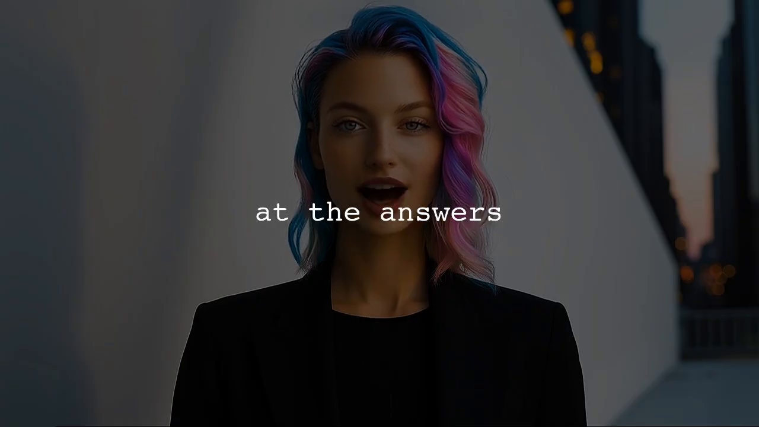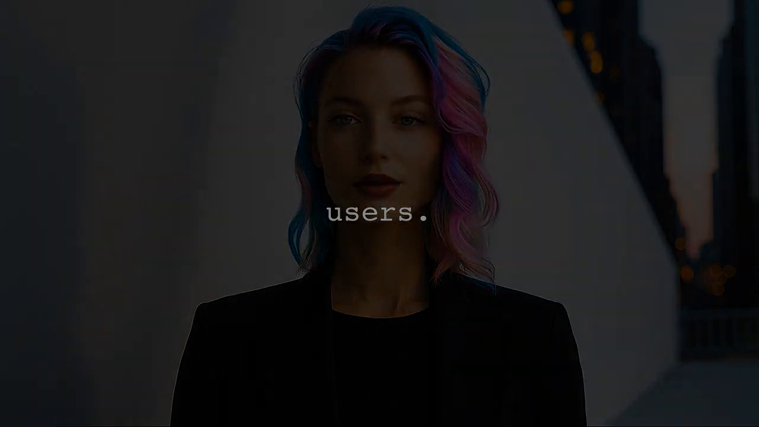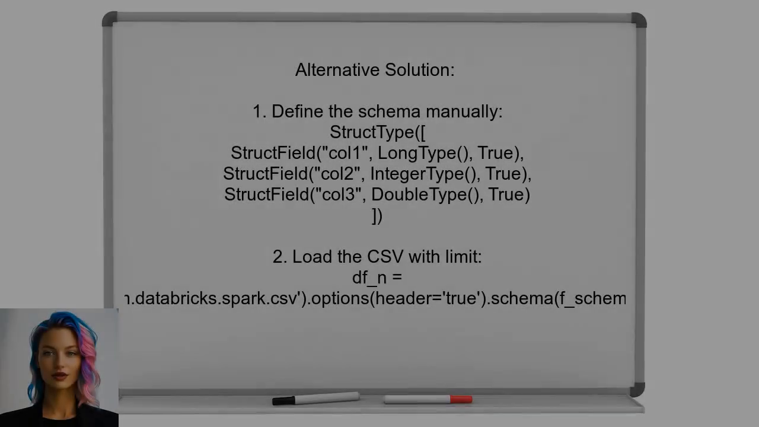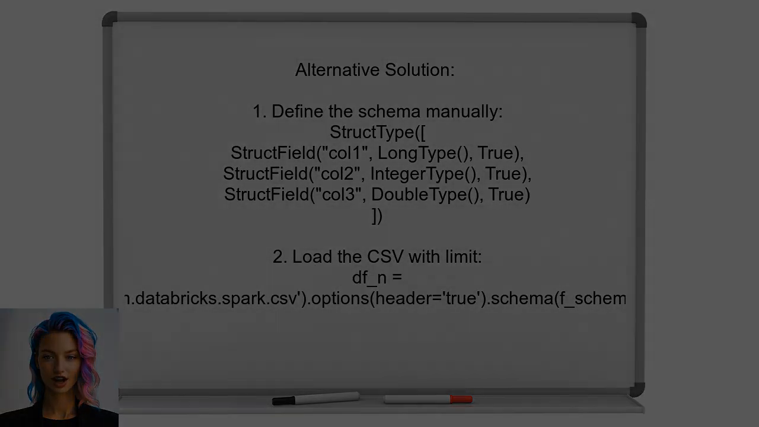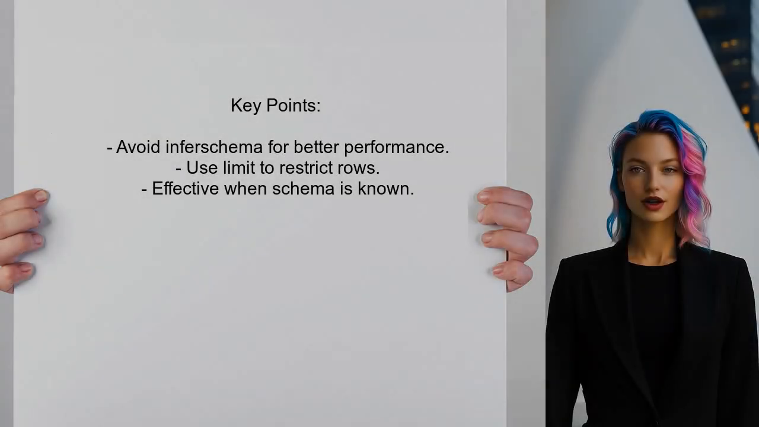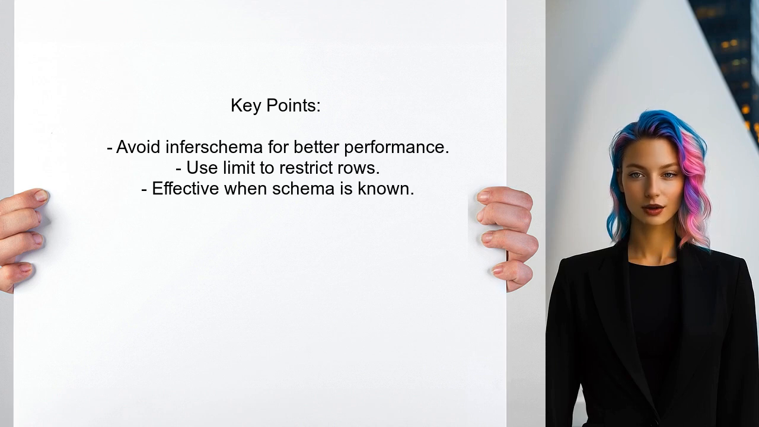Now let's look at the answers provided by other users. An alternative approach shared by a user involves not inferring the schema and using the limit function. They suggest defining the schema manually and then applying the limit to read only the desired number of rows. The user notes that using infer schema can slow down the process, so if the schema is unknown, they recommend this method as an effective solution.